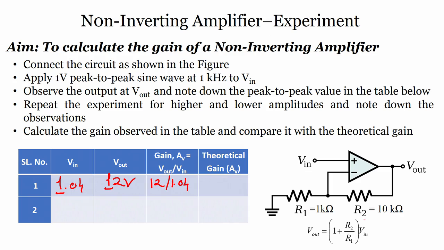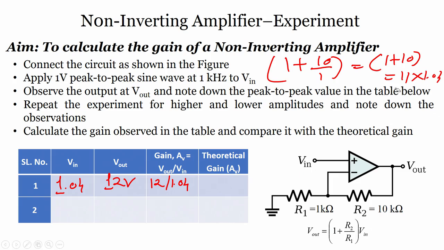So easy. The theoretical gain is 1 plus R2 by R1. So, what is that? 1 plus 10 by 1, which is 1 plus 10, or 11. So, let me write it out clearly: 1 plus 10 by 1 equals 1 plus 10 equals 11, correct, an amplification factor of 11 into V in, and V in is 1.04. The gain is directly 11, but the output voltage would be different. So, we can see there is a little bit of difference between the actual experimental value and the theoretical value, alright.